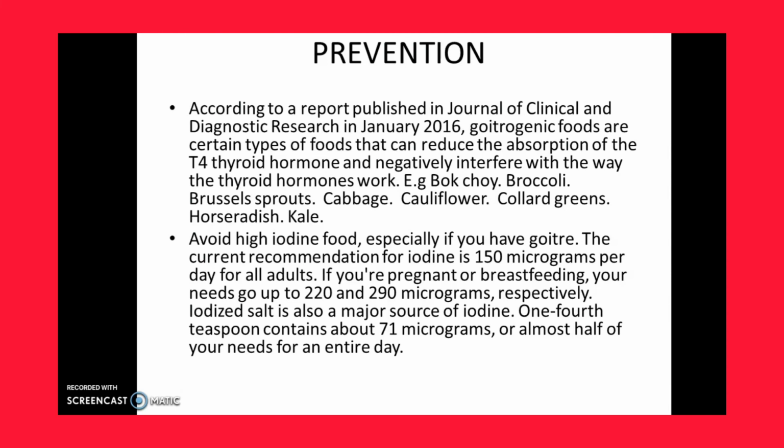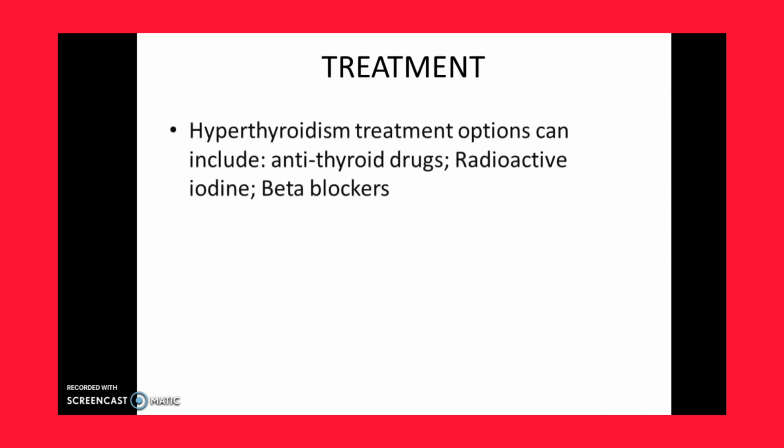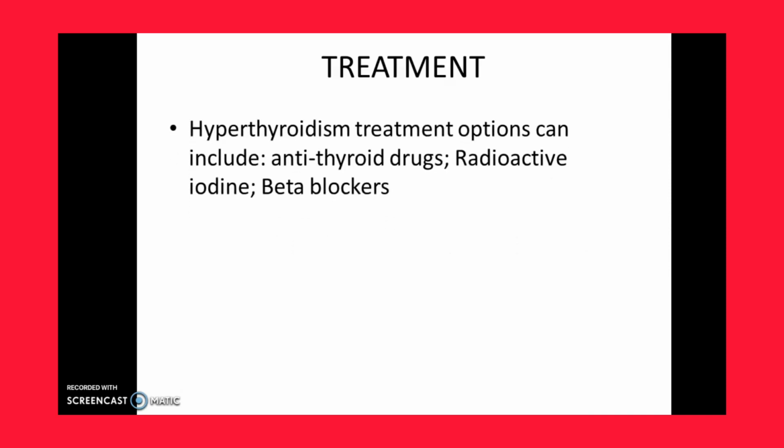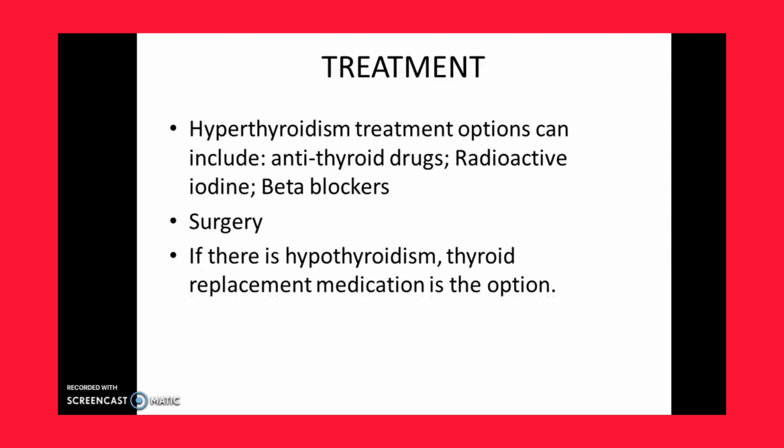Iodized salt is also a major source of iodine. 1/4 teaspoon contains about 71 micrograms. The treatment for hyperthyroidism options could include anti-thyroid drugs, radioactive iodine, and beta blocker. Surgery can also be done when the goiter refuses to go for a long while, and if there is a hypothyroidism, thyroid replacement medication.